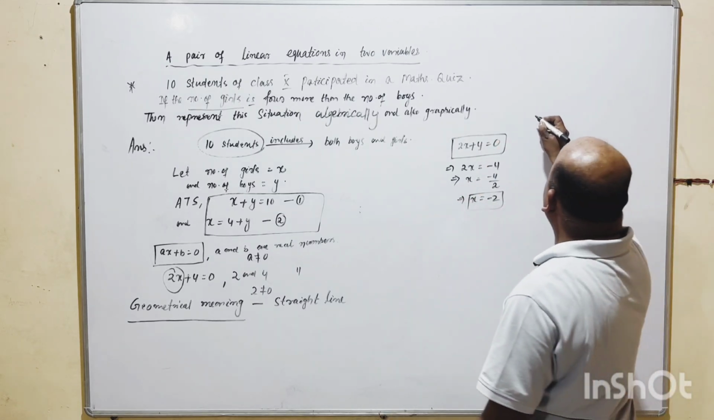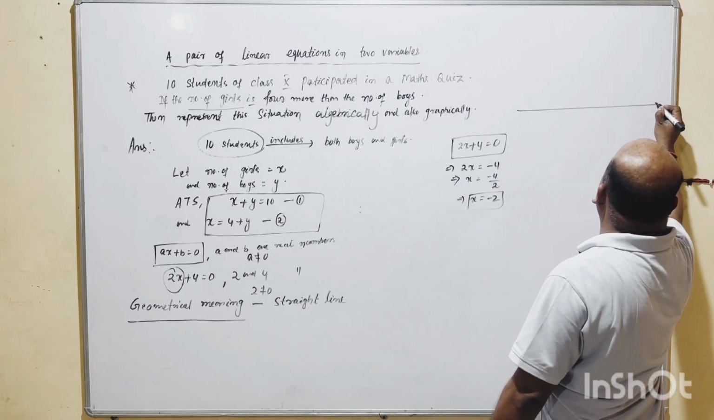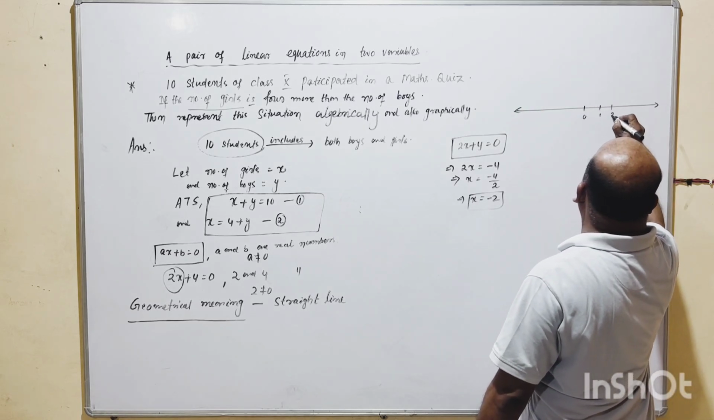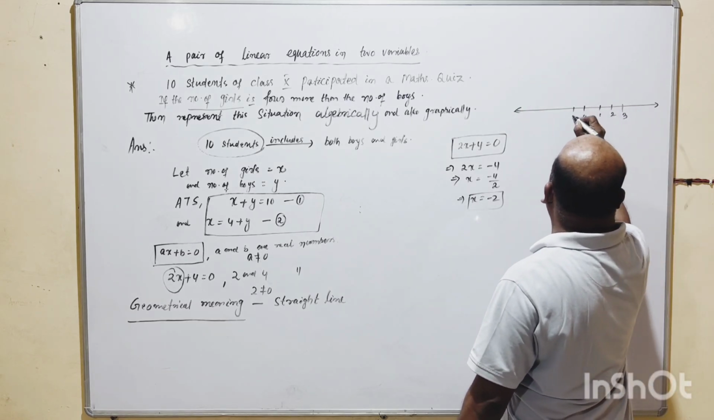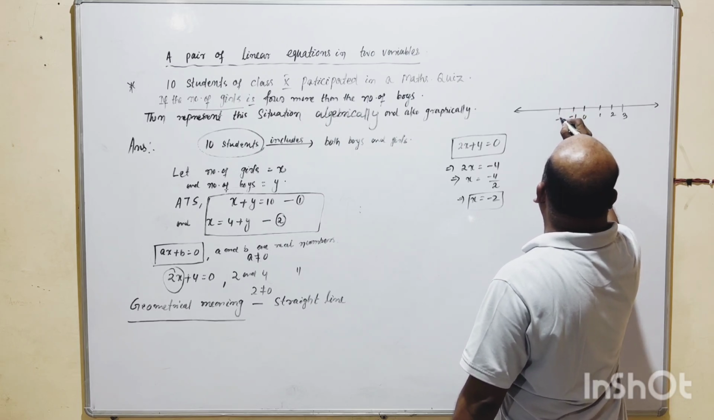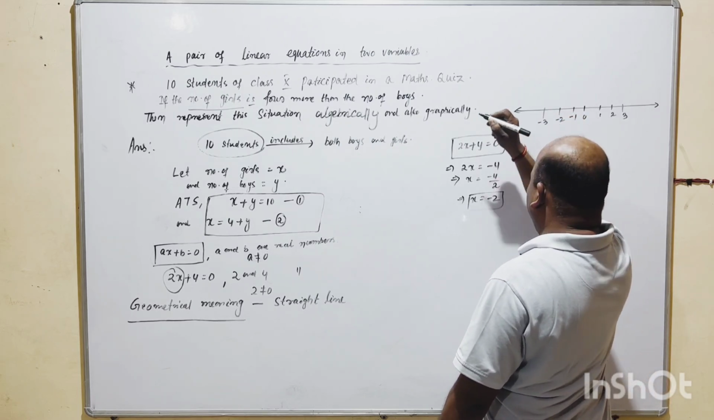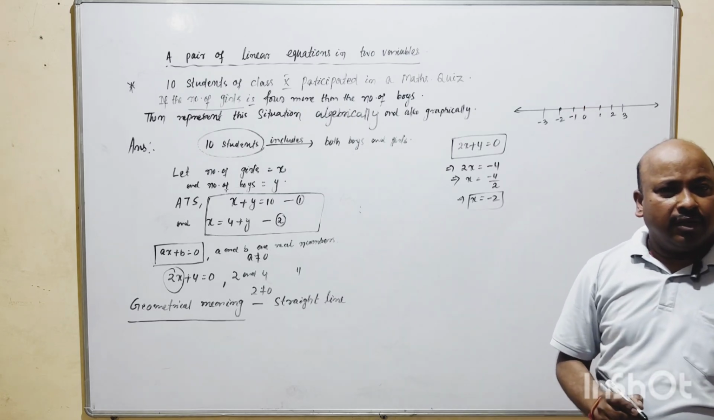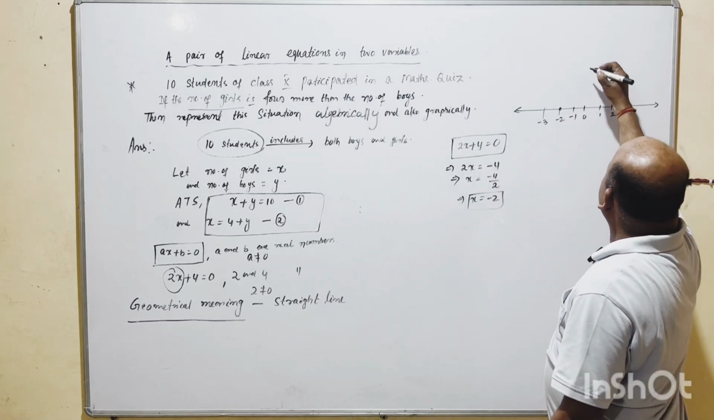I represent it on the number line. This is a number line: 0, 1, 2, 3 up to infinity on the right side, and minus 1, minus 2, minus 3 up to infinity on the left. So this is the representation. This is a point only.